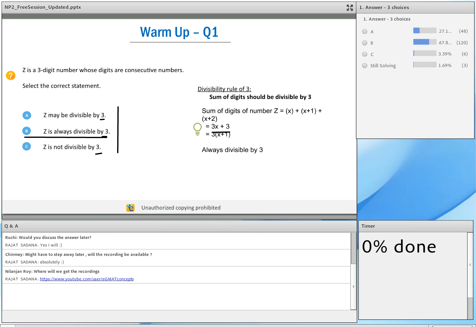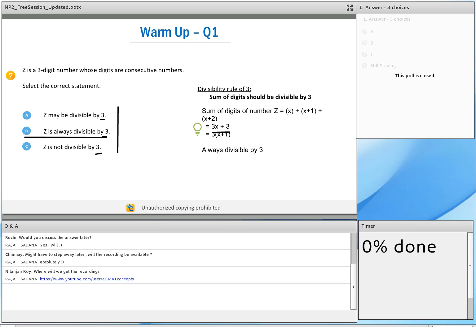When you look at consecutive integers, you start from 0 to 9. You don't go from 9 to 0, by the way, just to make sure you guys look at this. Okay, with that, let's go on to the next question.